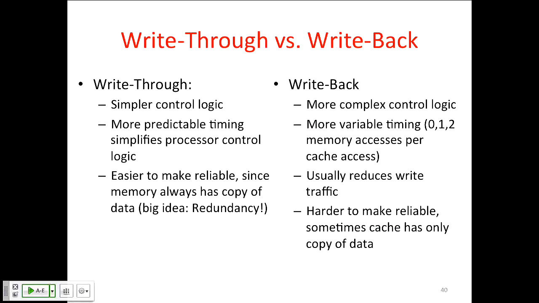Okay, so to compare these two, write-through is simpler logic. It's more predictable because when you make an access to the write-through cache, it always does the same thing regardless of whether there's a cache hit or not. It just enqueues things to the write buffer. It's also easier to make it reliable, which is one reason people use it, because notice there's always a copy of the data, in the cache and in main memory. So the cache isn't the only version of the data. This is the big idea of redundancy.